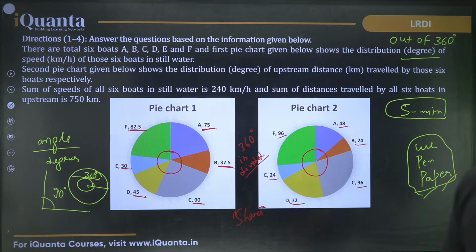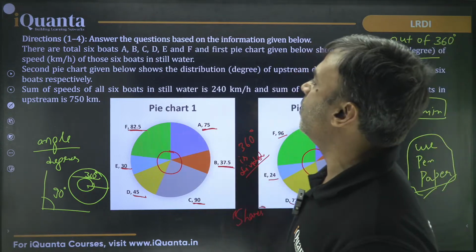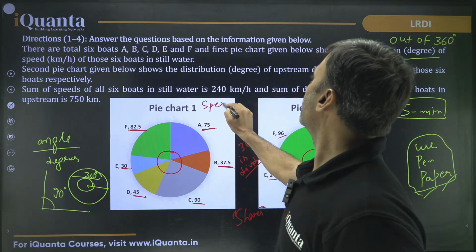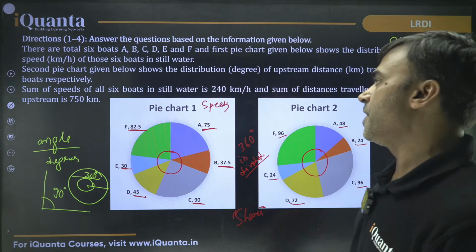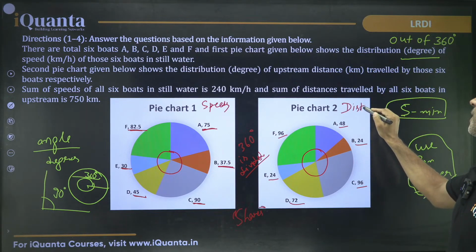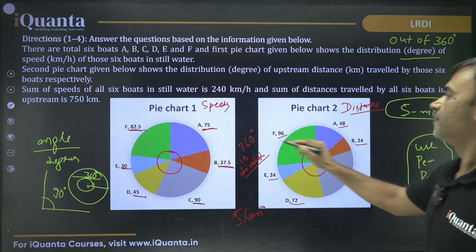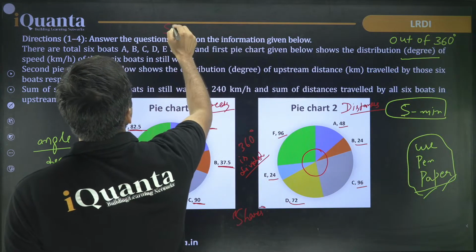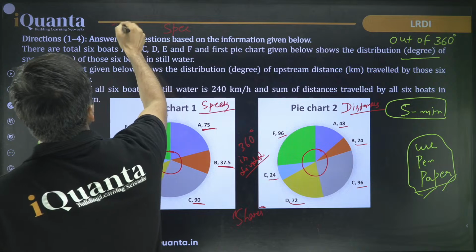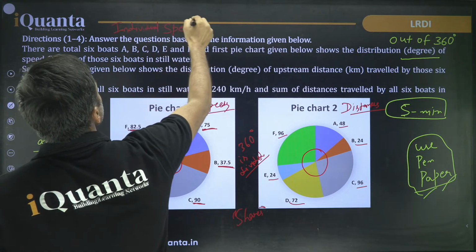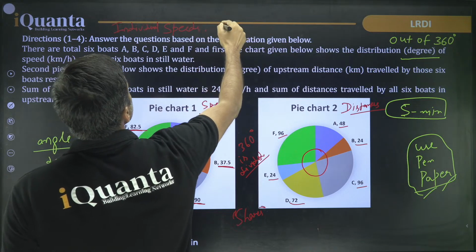The only thing that you have to be careful about is the first one is about speeds. Is it? Distribution of speeds, right? The second one shows the distances. First one is about speeds, second one is about distances. So your first target is, can you find these individual speeds? Can you find simply the individual speeds and the distances?